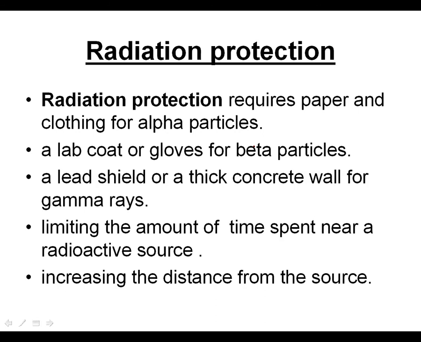So when we talk about radiation, basically radiation is given off in the form of waves. So it's emitted as some type of radioactive element starts to decay. It will give off a lot of this energy in the form of these waves. And depending on the type of emitter it is, that determines what type of protection you may need to use. Radiation protection can require paper and clothing for alpha particles. Not too bad. A lab coat and some gloves for beta particles. If you're using something that's a gamma emitter, sometimes thick concrete walls or a lead shield is needed.